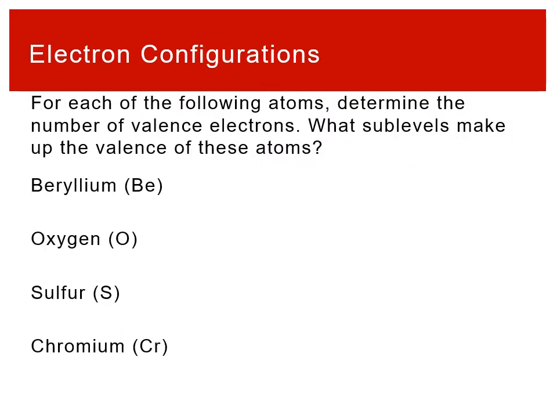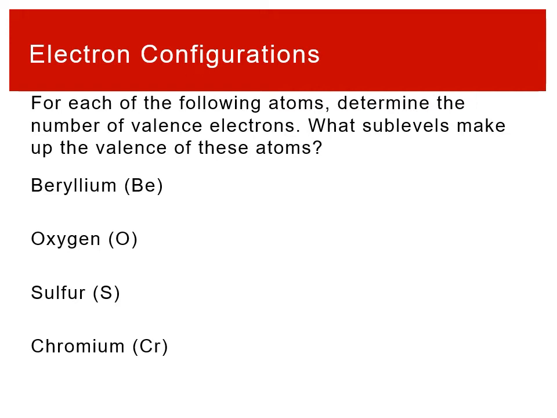So let's take a look at some examples here. For each of the following atoms, we want to determine the number of valence electrons and what sublevels make up the valence of these atoms. So I have beryllium, oxygen, sulfur, and chromium. You will note this is not a random selection. These are the same ones we looked at in the last example.